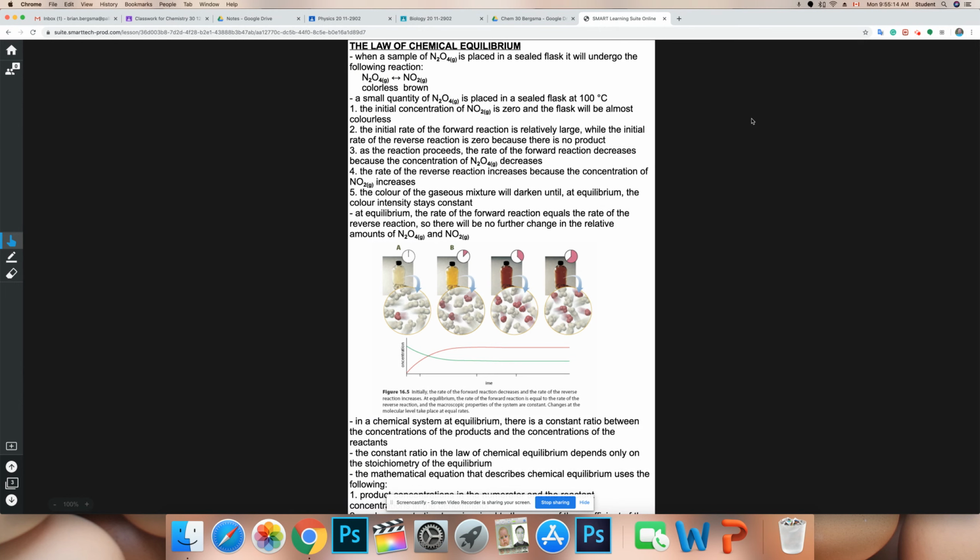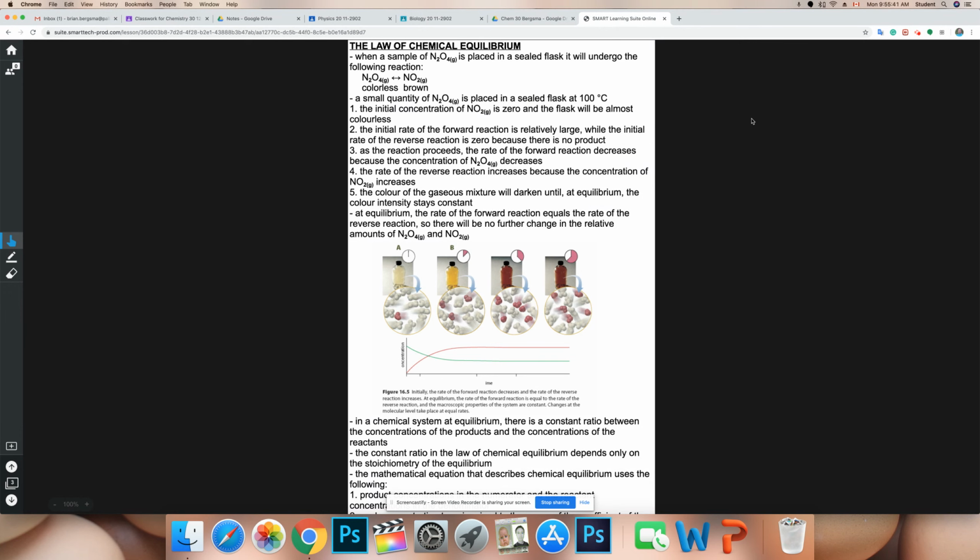As the reaction proceeds, the rate of the forward reaction decreases because we start to lose some of our reactant, our N2O4. The rate of the reverse reaction then increases because the concentration of our nitrogen dioxide increases. The color of the gaseous mixture will darken until at equilibrium, the color stays constant.